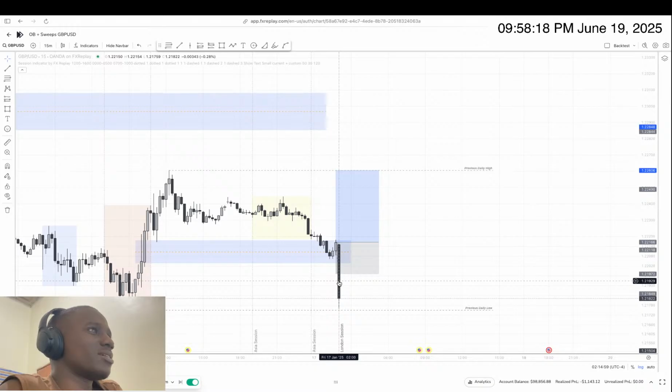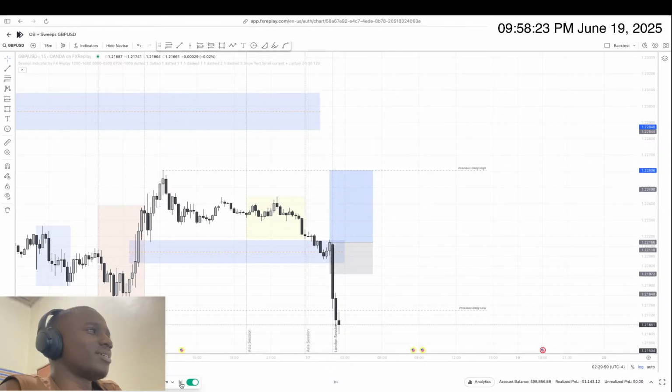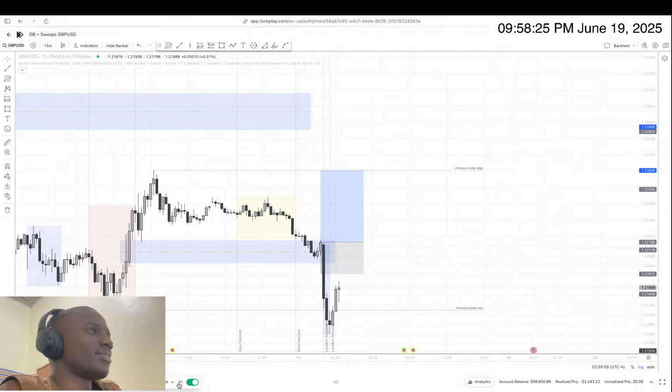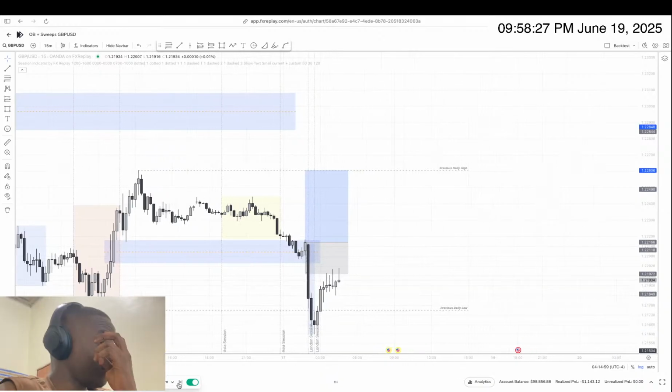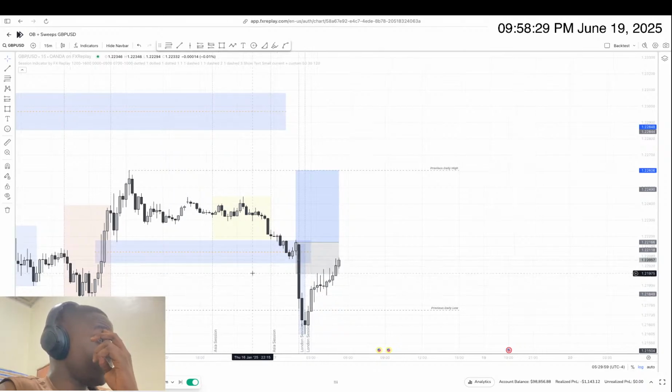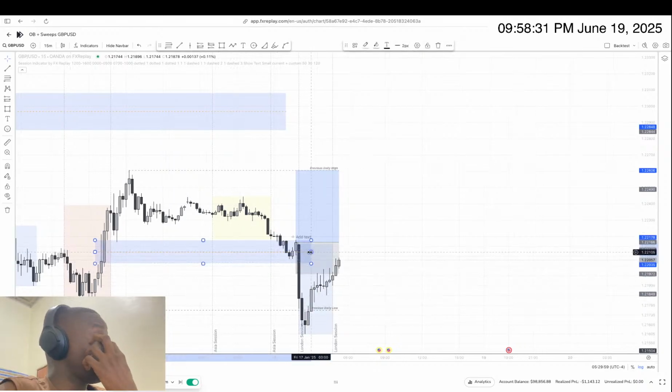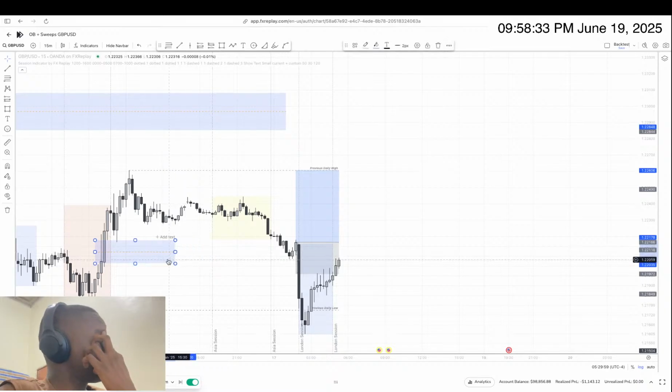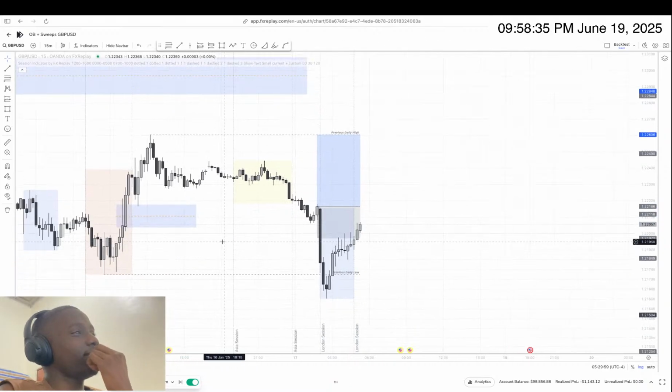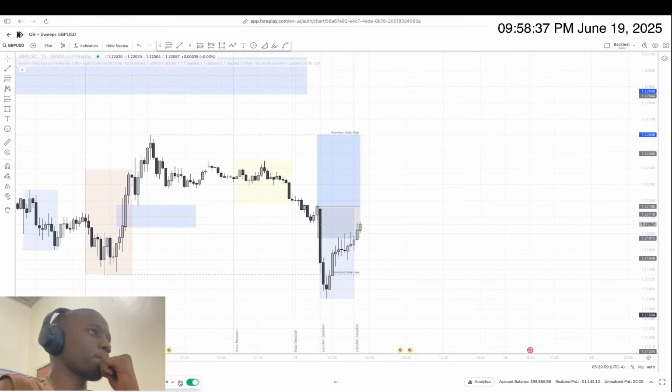What's this? Didn't even wait, man. What a candle. That's crazy, man. That's crazy. So this POI literally became invalid, you know, that fair value gap from the 30-minute. Okay.